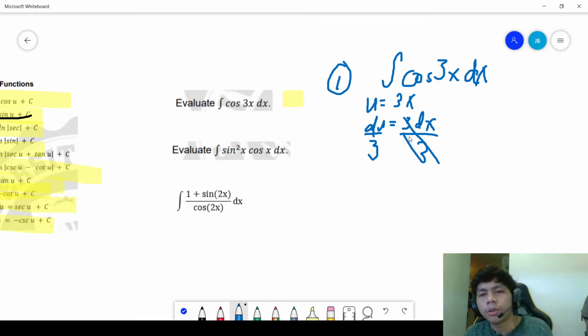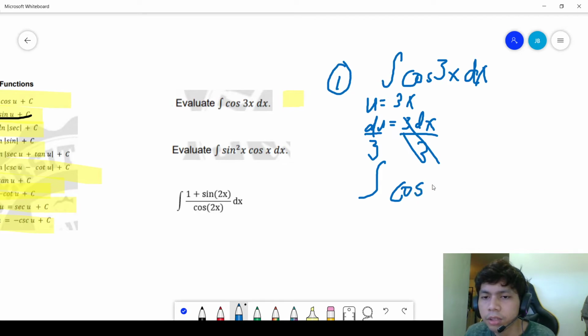Okay, now you have dx, which is du over 3. So you can substitute everything in terms of u. So that's cosine u, since 3x is equivalent to u, and dx is du over 3.